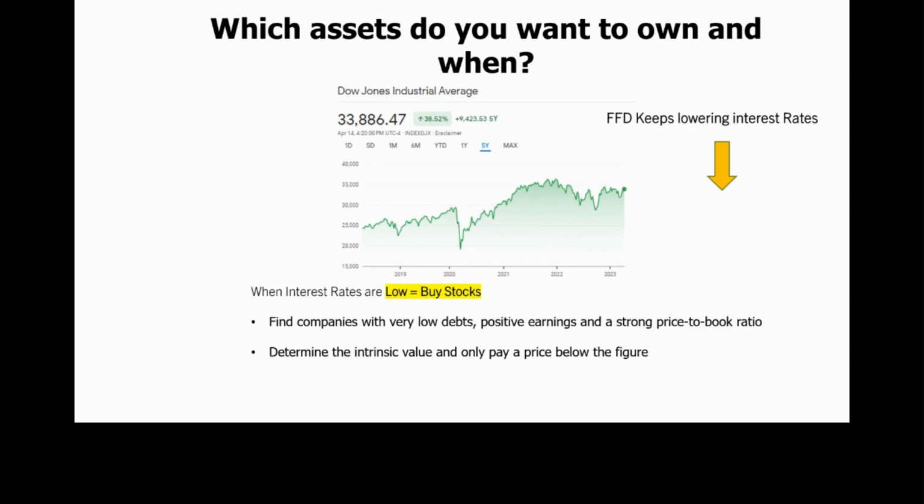So now let's look at when the interest rates are low. This is when you want to be buying stocks, because if you are in bonds, you've got a really low coupon and you don't want to be doing that. The stocks are very cheap at this point. They are undervalued. And so what you want to do is go out and find a company with very low debt, positive earnings, and a strong price to book ratio, which we talked about all throughout chapters 1 to 6. And you are going to get a very strong buy that has a really good intrinsic value, and you are going to end up making a lot of money on that whenever the market recovers.